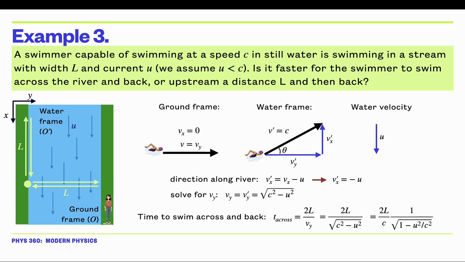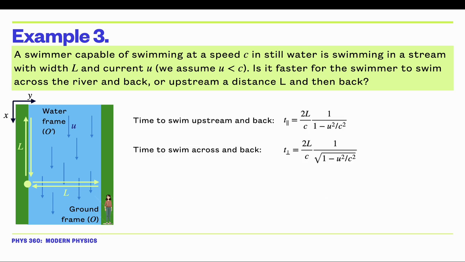We can make this look like the term from the previous result. So we can factor out a 2L in front and divide top and bottom by c. So we get 2L over c times the quantity of 1 over the square root of 1 minus u squared over c squared. Again, convince yourself if that's not self-evident. Okay, so now we can compare the results.